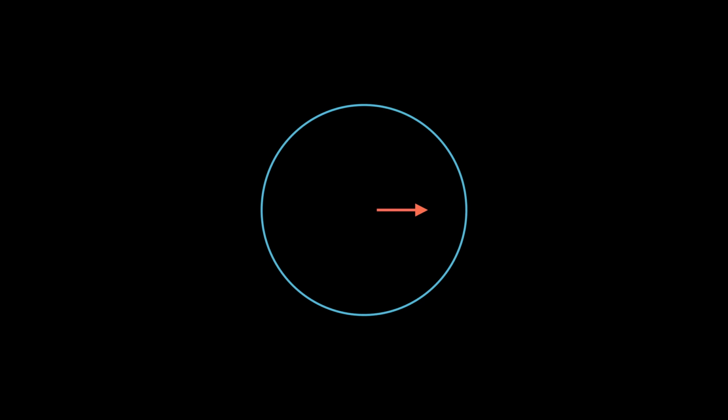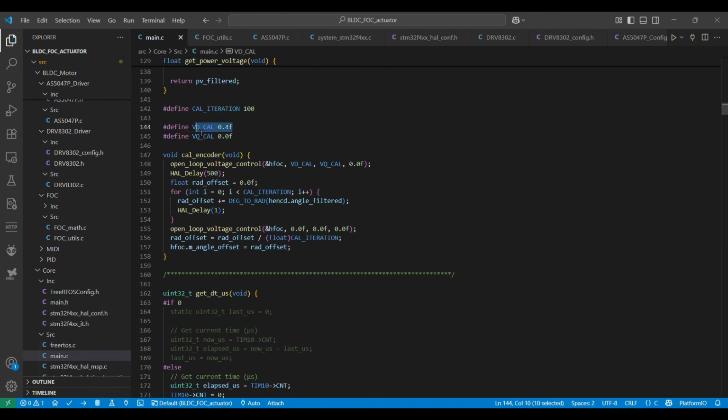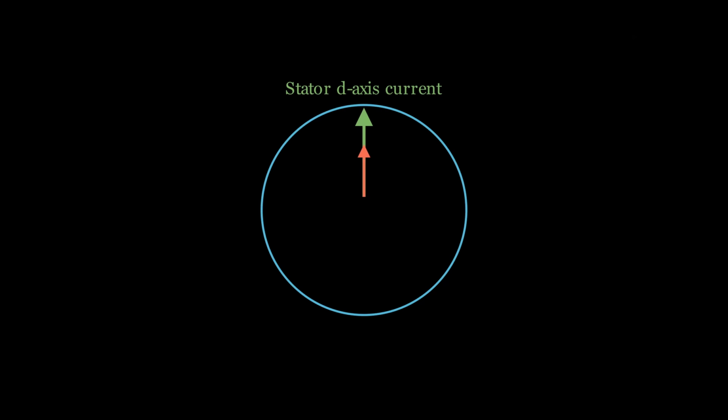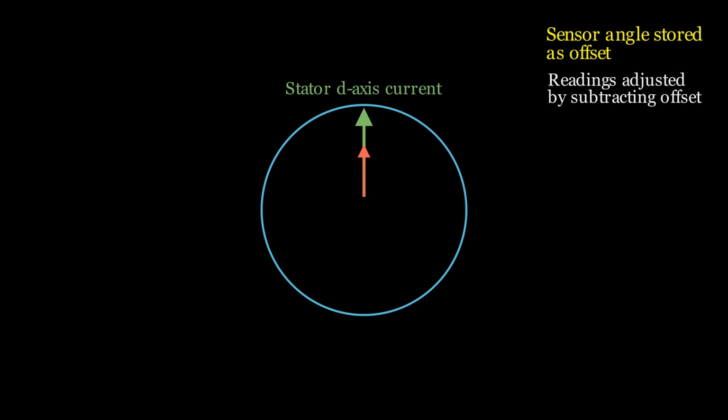For offset calibration, the rotor is locked in one direction by applying a current vector to the D-axis only. The rotor will align with the direction of the stator's magnetic field. The sensor angle at that point is stored as the offset, and this value is subtracted from each subsequent angle reading to ensure accurate electrical angle measurements.